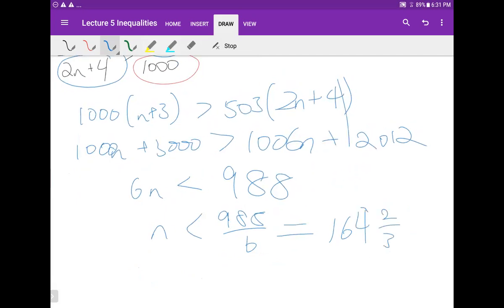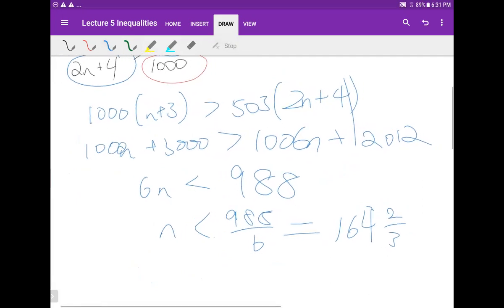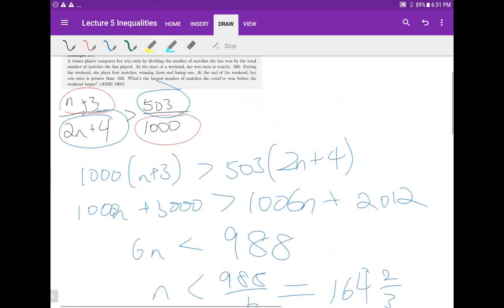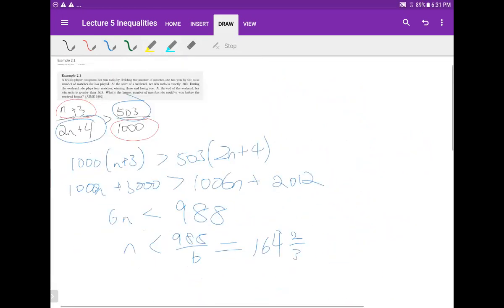And since n represents the total number of matches that she could have won before the weekend began, it has to be a whole number. So therefore our answer, if n is the greatest whole number less than 164 and 2/3, n is necessarily equal to 164, and we have our answer.